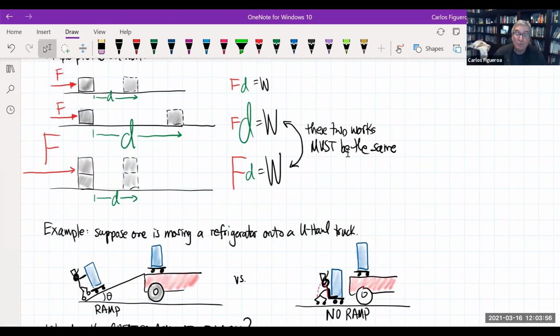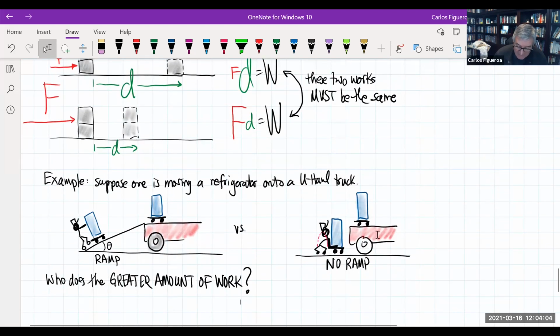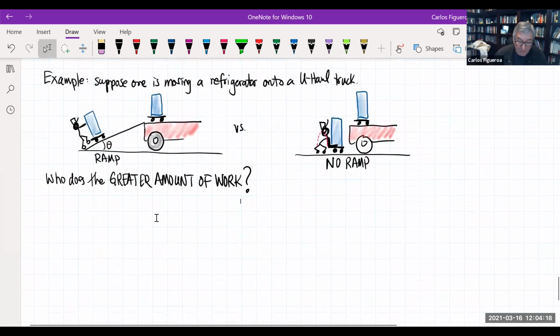That is crazy. Already there's a problem with the word work, right? If you're saying that this guy picking up the refrigerator straight up and lifting it is doing the same work as this guy, then guess what? You already have a problem with language. But that is the fact. And so what I want to do here is mathematically calculate it so you can see what I'm talking about. Here we go.